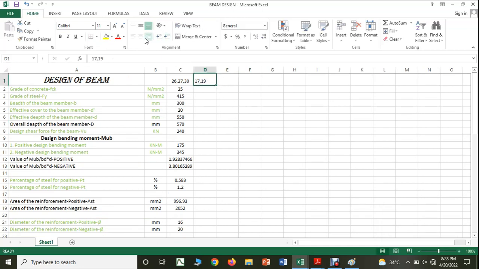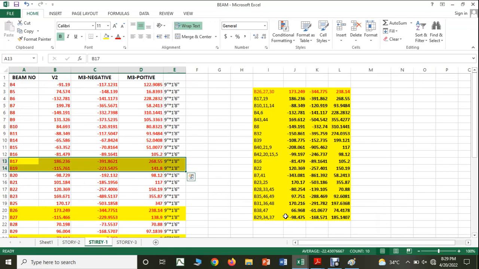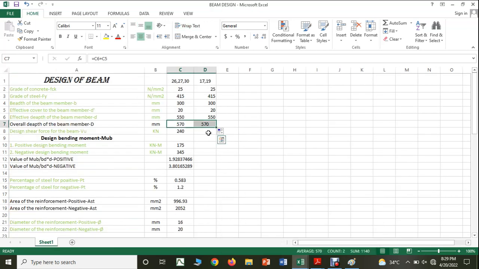Now the grade of concrete will be 25, whereas steel will be 415, and you know the breadth will be the same 300, effective cover will be 20, this will be 550. Okay, so definitely this has to be 570. And now the design shear force according to this, you can see it is 268, I can make it as 270. Still it is much higher, 270.